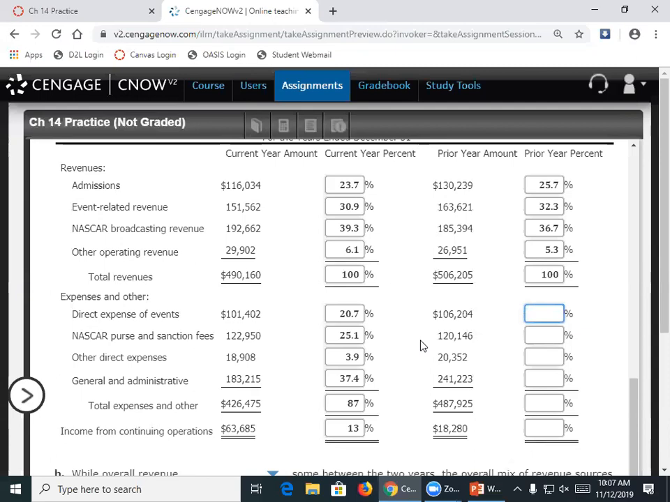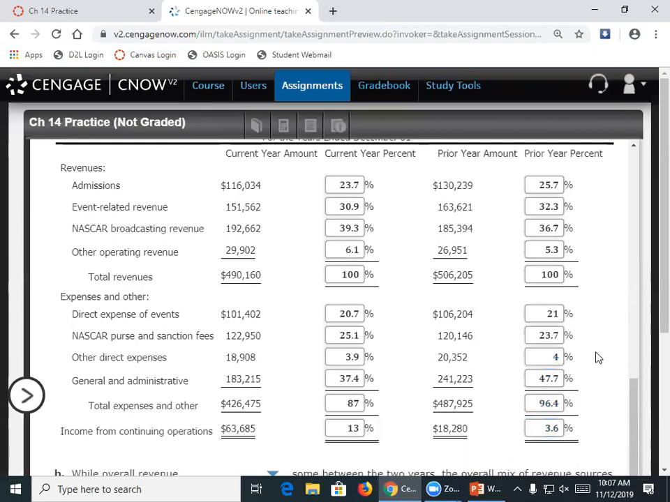And then expenses, we would start those. So direct expenses are 21%. Purse and sanction fees, 23.7. Other direct is 4%. And general administrative is 47.7. So that's probably a pretty significant difference there. And notice this one, total expenses are actually 96.4%. So our income is only 3.6%.